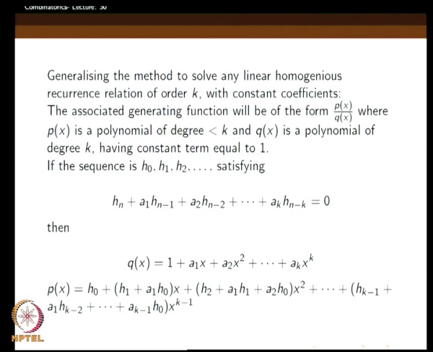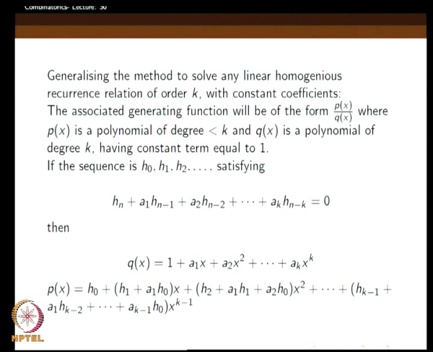The associated generating function will be of the form p of x by q of x, where p of x is a polynomial of degree strictly less than k, because this k is the order we are talking about, and then q of x is a polynomial of degree k having constant term equal to 1. So, this is the way we do.